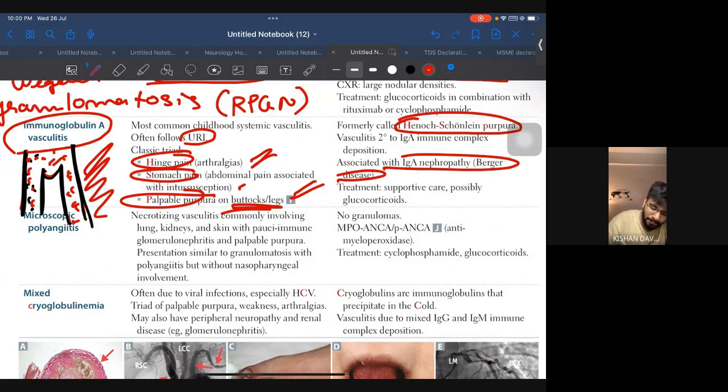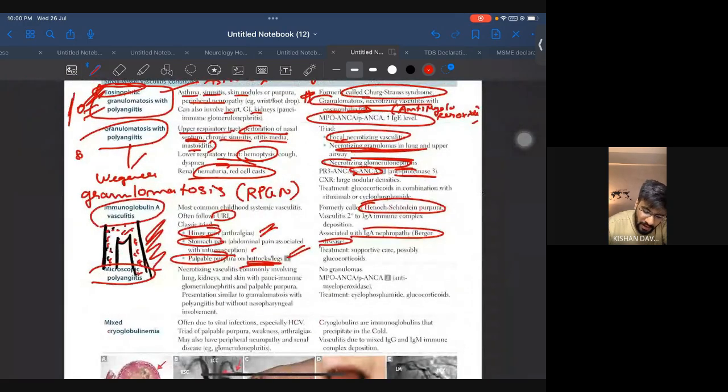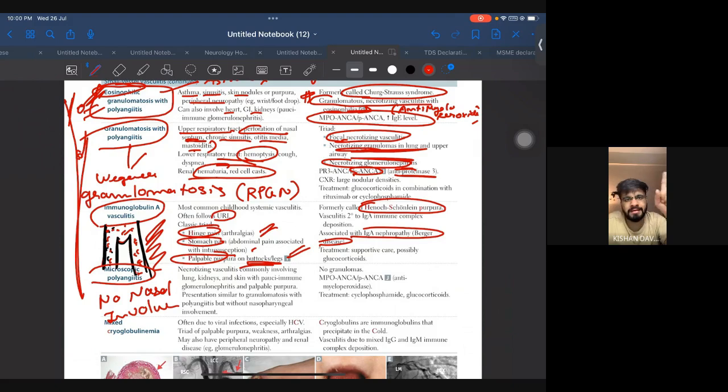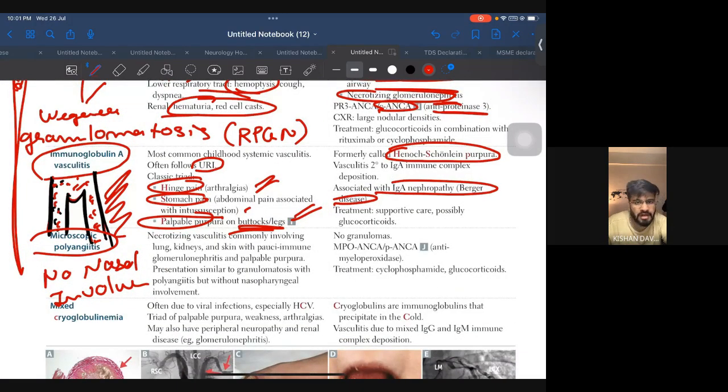All right. Moving to microscopic polyangiitis. Now, what is the problem here? Confusing with Churg-Strauss, Wegener. How you will distinguish this? No nasal involvement. Churg-Strauss में एलर्जी अस्थमा था. Wegener में there was nasal problem, septum problem like that. Whereas microscopic polyangiitis में no nasal involvement. So यहाँ पे बाकी सब organs में problem होगी but no nasopharyngeal involvement.